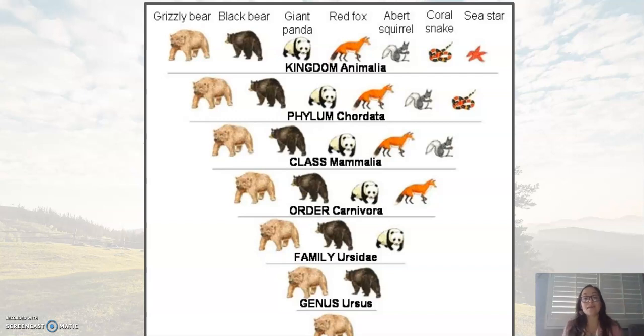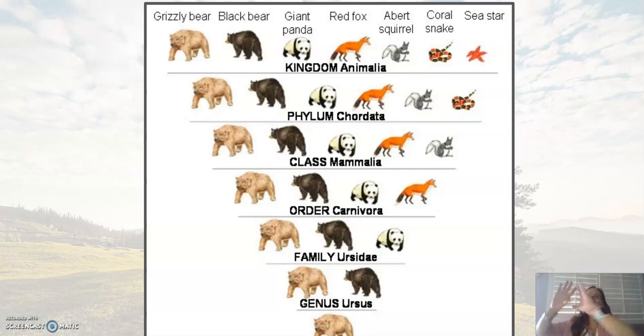Now, what's not pictured here is something called domains. When we look at all life on Earth, we can group them into 3 separate domains. You have the Eukarya, which would include all eukaryotes. Then we have the Archaea, and we have the prokaryotes, or, not prokaryotes, sorry, bacteria.